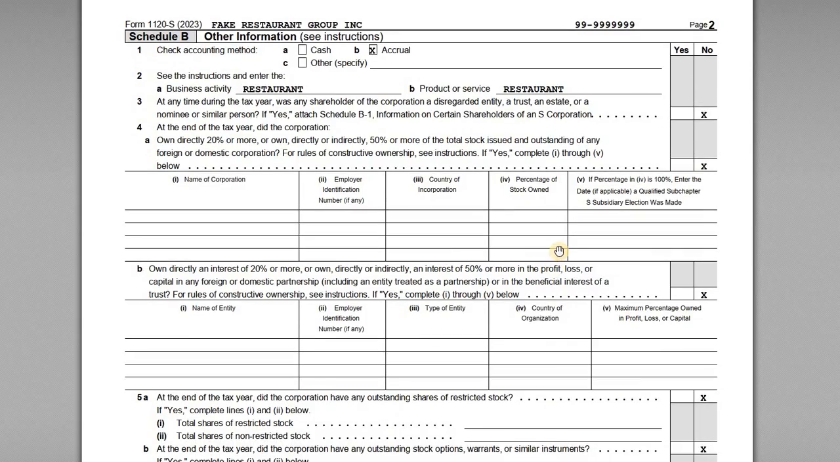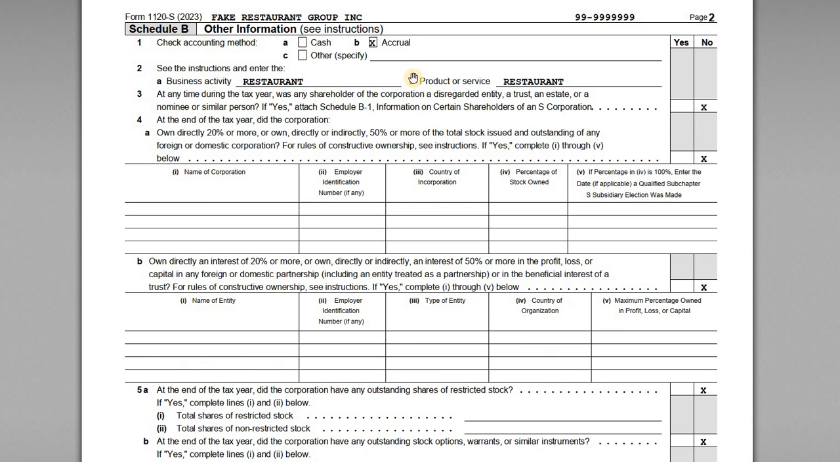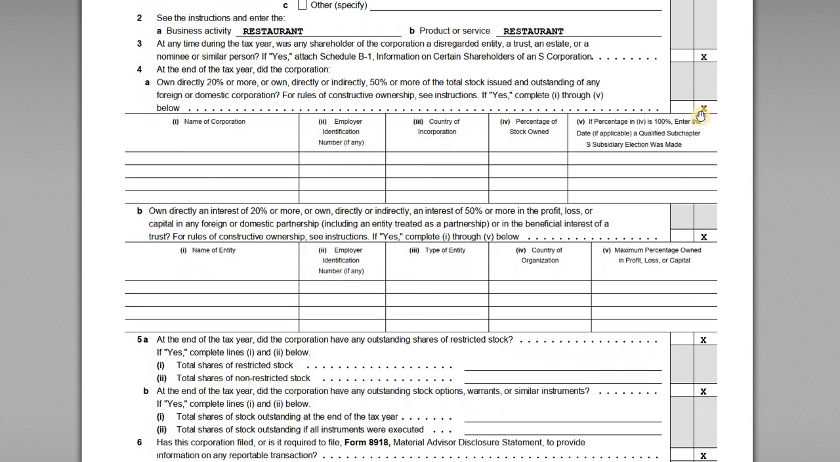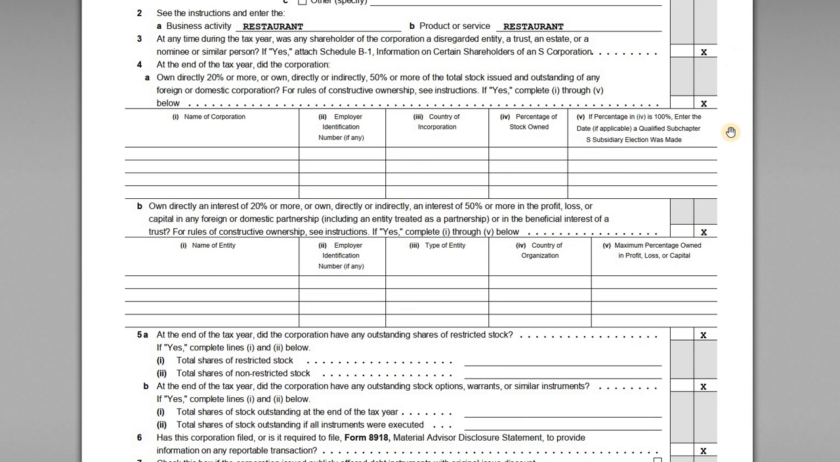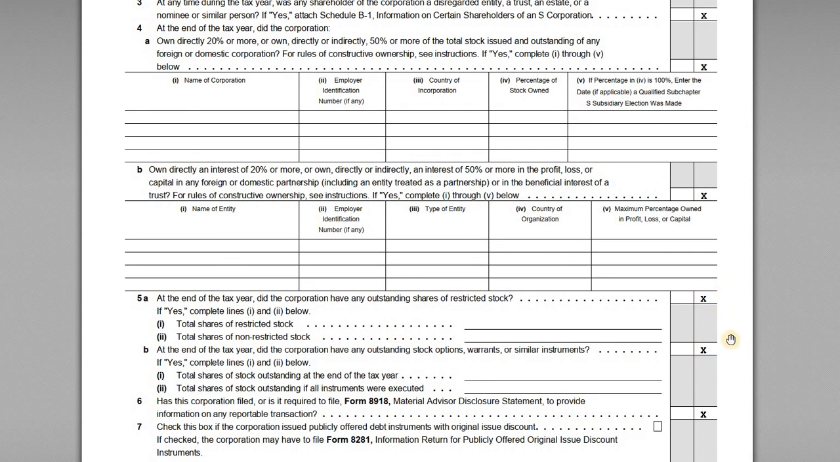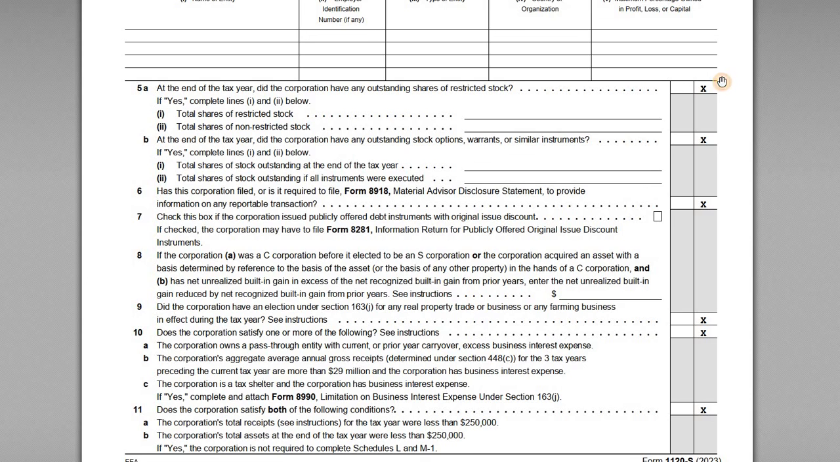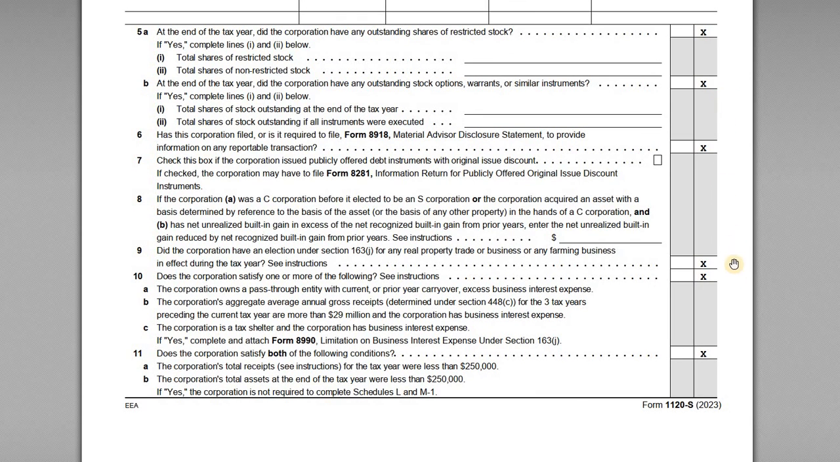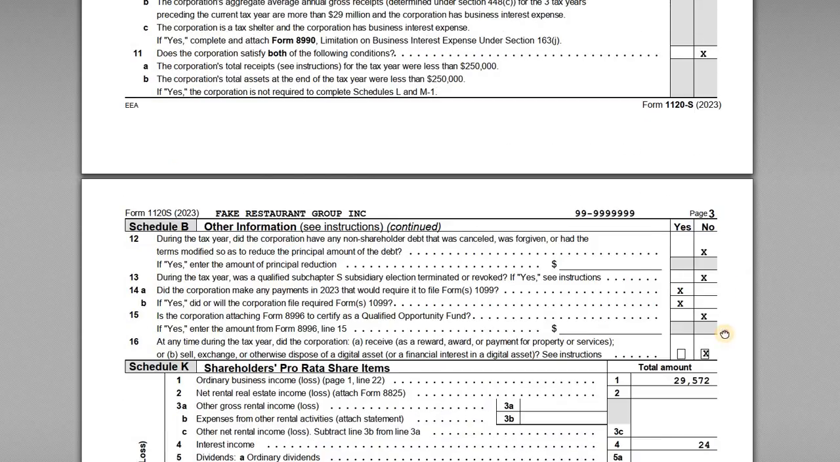So Schedule B, most of this, again, is going to carry over from prior year unless there's been a change. So in our case, we're an accrual basis taxpayer in the restaurant business. None of these items apply as far as the company doesn't own any subsidiary entities or have any investments in partnerships. So those are all just blank. We don't have any restricted stock. We don't have any unusual options or warrants. So all of these are going to be no. We're not a real property trader business, so we haven't made any of those elections.